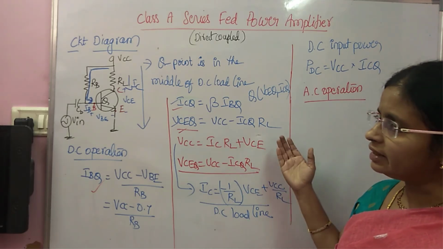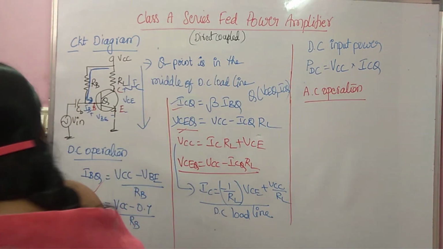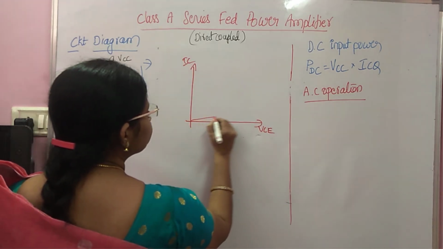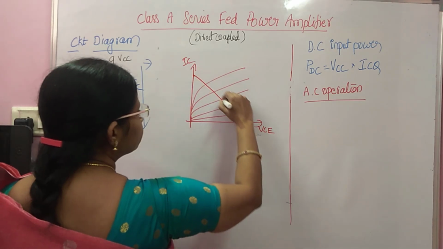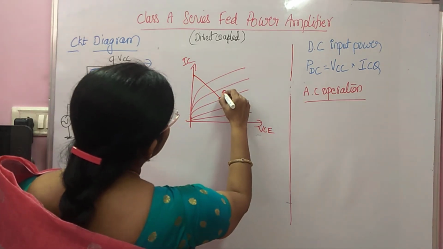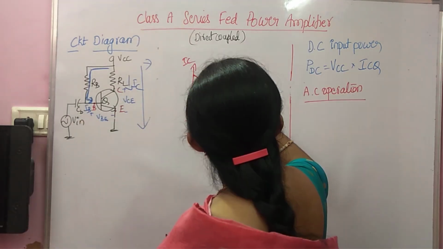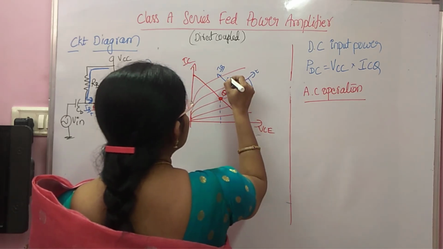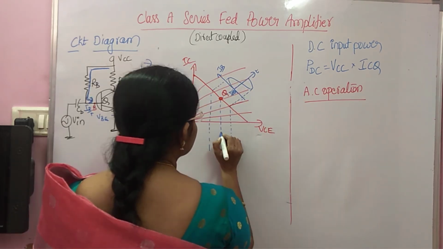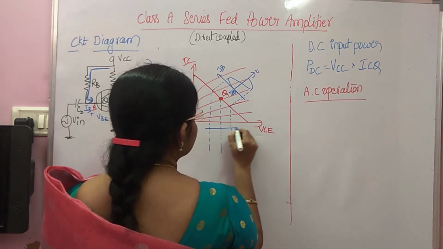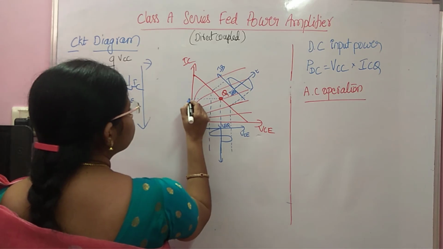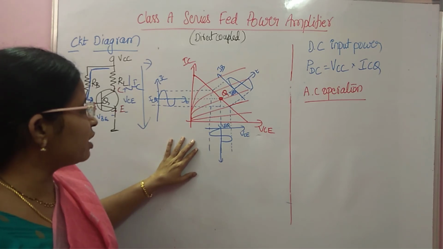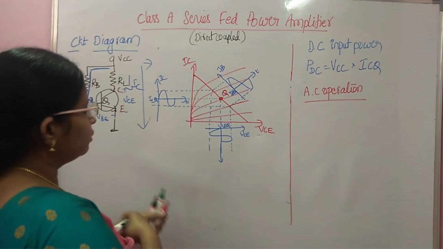Now I'll draw the graph related to this class A series FED power amplifier. So this is the load line.